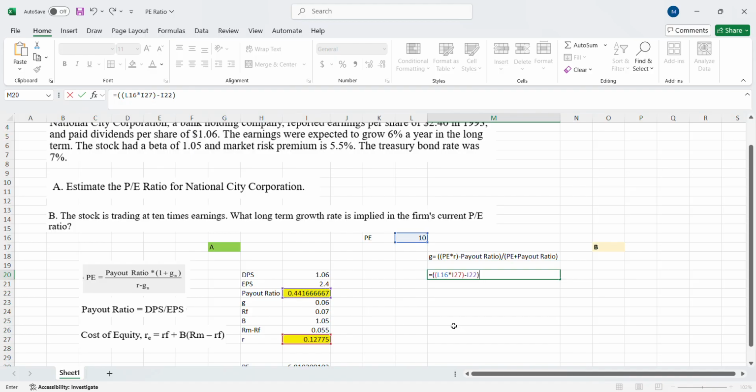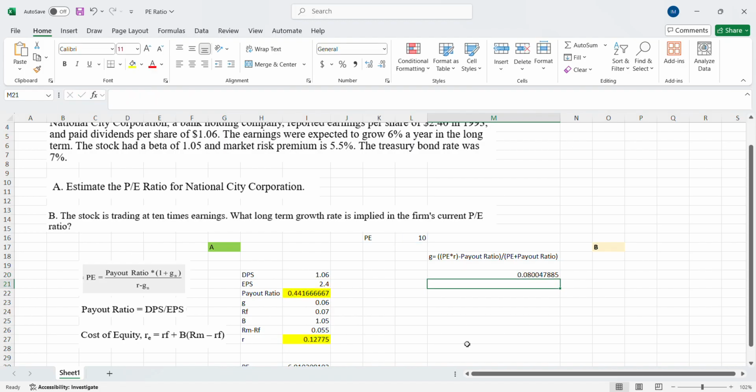This is in the numerator, and divided by the denominator. Our P, price earning ratio, is here, right? So 10 plus our payout ratio is here. Okay, so 0.08. So 8% is the growth rate, you can see. So if you know the formula, if you have all the information, you can just do some basic mathematics to find out your expected outcome.